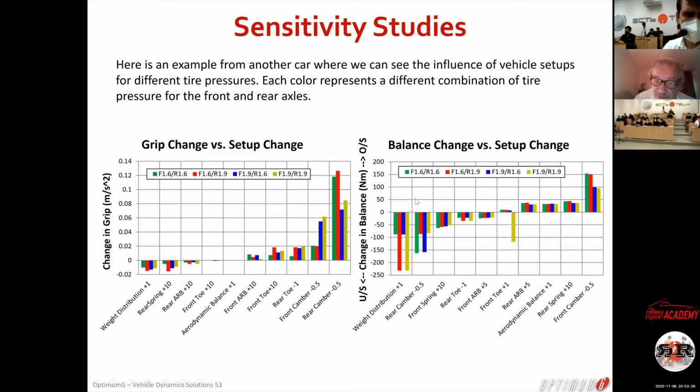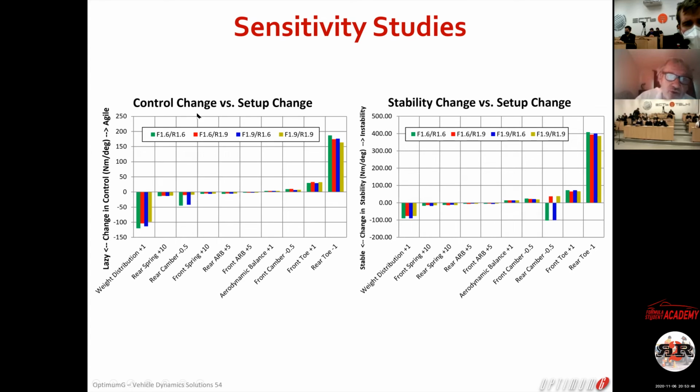Now, balance is very different depending on the pressure that you are using, okay? Balance means this is more towards understeer, this is more towards oversteer. So tell me what the balance of the car is, and I will tell you what to change. And then control and stability are here with weight distribution, rear spring, and all things like that.